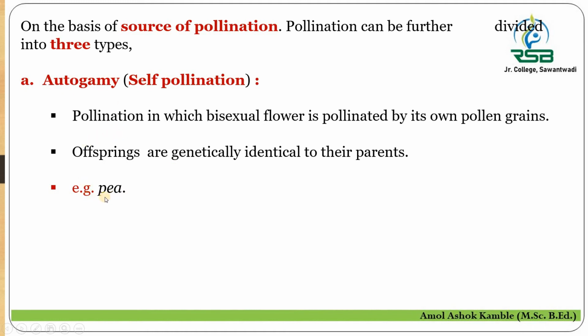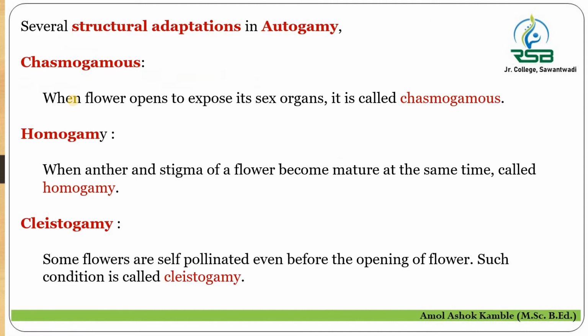In the pea plant we see autogamy, and in autogamy there is one more important point to discuss, that is the structural adaptations in autogamy. There are several structural adaptations in autogamy. Number one, that is the chasmogamous flower or chasmogamy. What happens in chasmogamy? Here in case of chasmogamy, that is the first structural adaptation in case of autogamy.